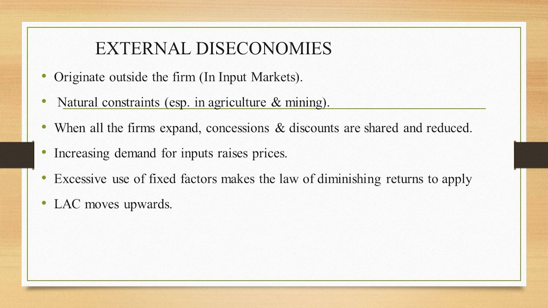Now, if we sum up these diseconomies, then these diseconomies originate outside the firm, that is in input markets. Natural constraints, especially in agriculture and mining, are there. Because in agriculture, if you go on producing, then its output starts declining. The land becomes less fertile. And in the case of a mine, if you go on continuing with quarrying, then after a certain period of time, the depletion starts happening and the losses start.